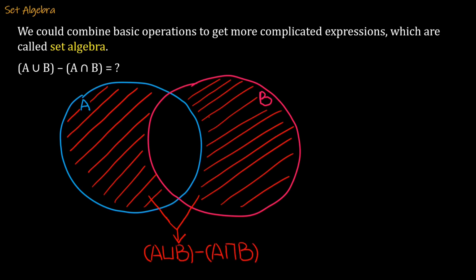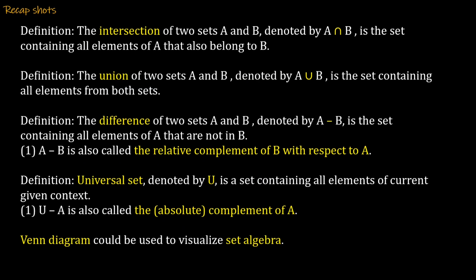When we mix different set operations together, we could use brackets to show the relative priority of them. When there are no brackets, we just calculate from left to right by default. We will see more examples like this in the next video. Here are recap shots about this video's content, you might find it useful somewhere.